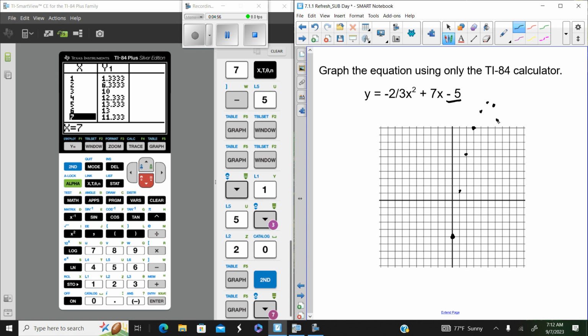Okay, so we get a real good picture of what our parabola is going to look like. And this is what I am going to ask you to do. I'm going to ask you to draw in your parabola with as many points. Now, for the sake of the video, I'm not going to keep going with the points.